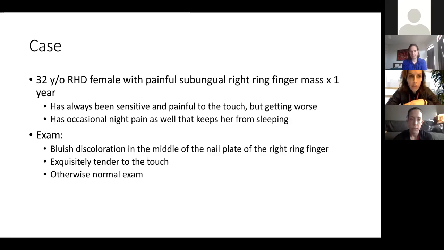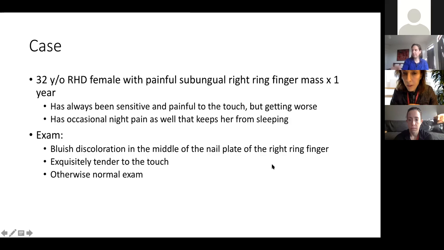All right, we're going to move on to another case. So this is a case of Dr. Gajendran's. It's a 32-year-old female, right-hand dominant, with a painful subungual right ring finger for a year. She states it's always been sensitive and painful to the touch, but gets worse, with occasional night pain that keeps her awake. On exam, it has some bluish discoloration in the middle of the nail plate, and she's very tender to the touch.